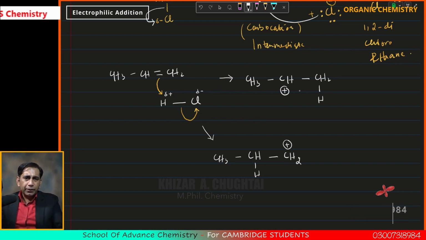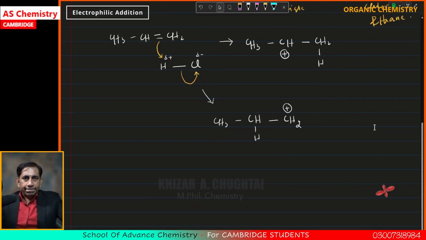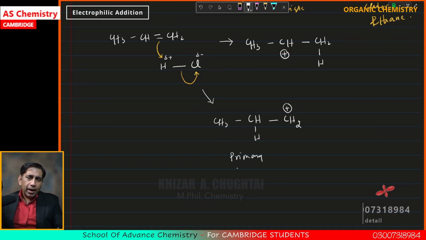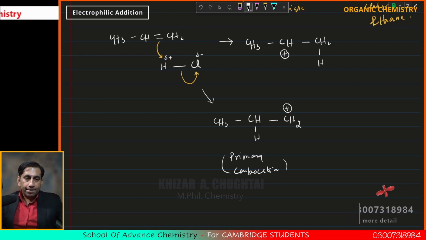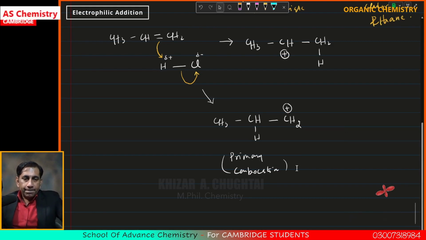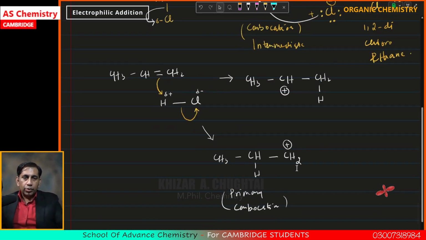What is the difference between these two carbocations? In the first, the positive carbon is at the end, so it is said to be a primary carbocation. The example above, with the positive charge on the middle carbon, is a secondary carbocation.